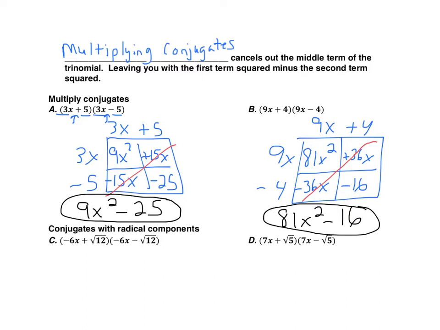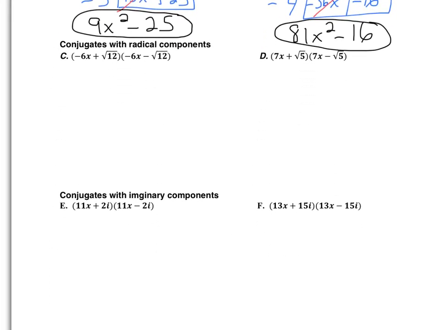So in this case, if we took the first term squared, we would get 81x squared, and the second term is 4 squared, which is 16, and difference meaning subtract. Let's take a look at what happens when we have a square root.